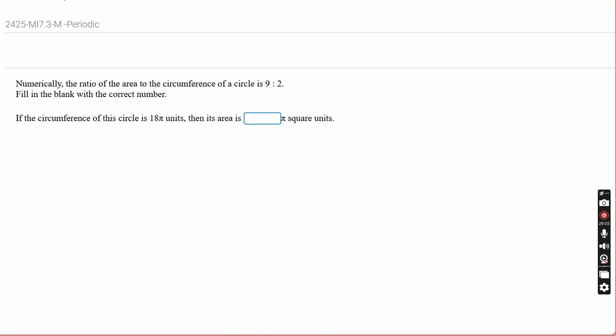Now here also, numerical: the ratio of area to circumference of a circle is 9 to 2. The same thing, you'll do it again. The area to the circumference. What have they given you here? The circumference. You multiply this by what to get 18? By 9. So you'll also multiply the first number by 9. So 9 times 9 is 81.